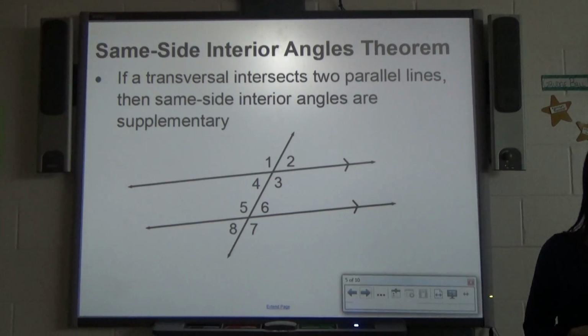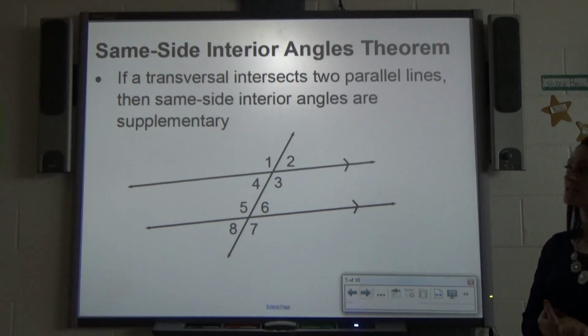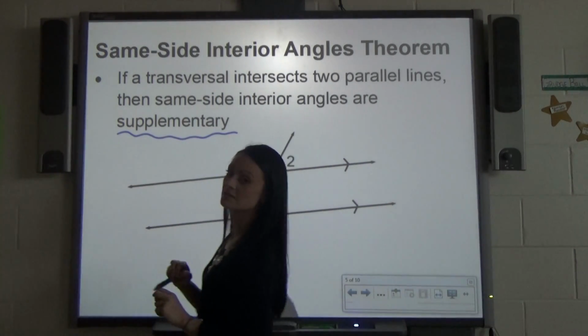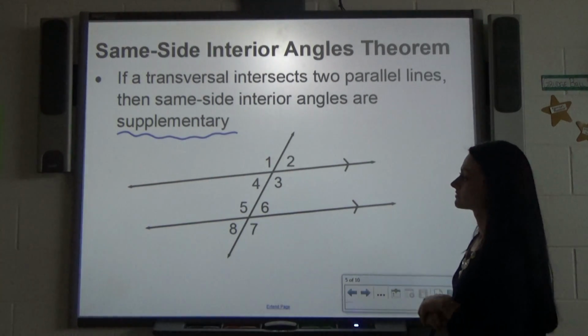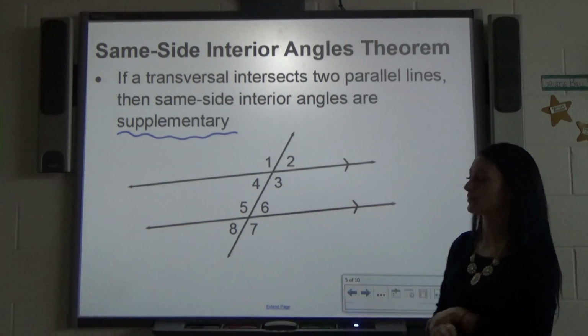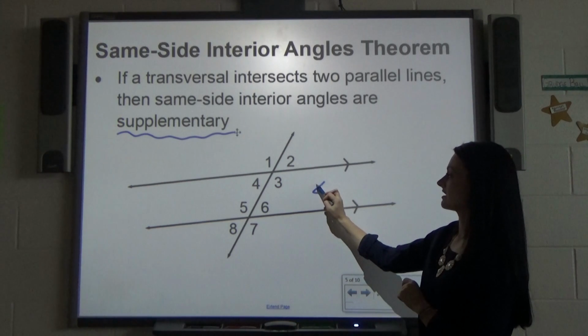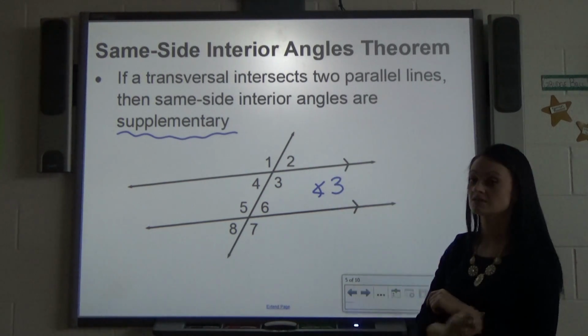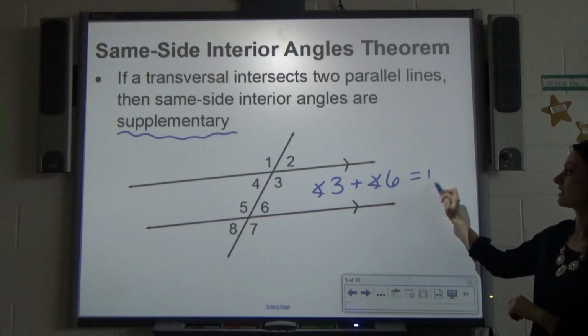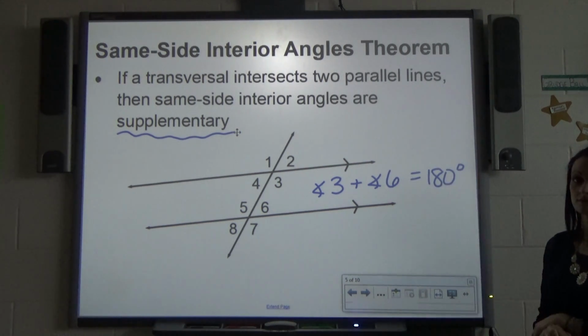The next theorem that we're going to talk about is a same side interior angle theorem. Now this one is not congruent. These ones are supplementary. So if I'm talking about angle 3 and angle 6, for example, what I know is that whatever the measure of angle 3 is, plus the measure of angle 6, is going to put me at 180 degrees total.